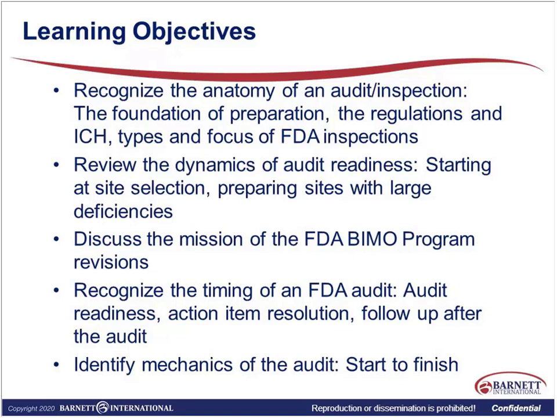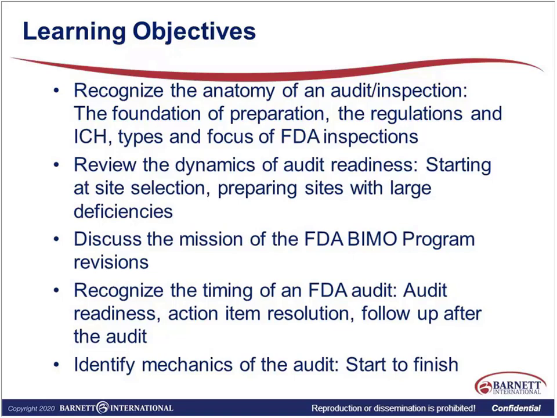We're going to look at what we need to do to prepare, what the regulations say, what ICH says, and what are the types and the focus of FDA inspections. You know, how do they come up with who they're going to inspect? What do they do? We're going to look at the dynamics of inspection readiness. And that starts right at site selection, when you choose your sites, and then how we prepare sites for the long haul in terms of getting involved with them, doing trials with them.